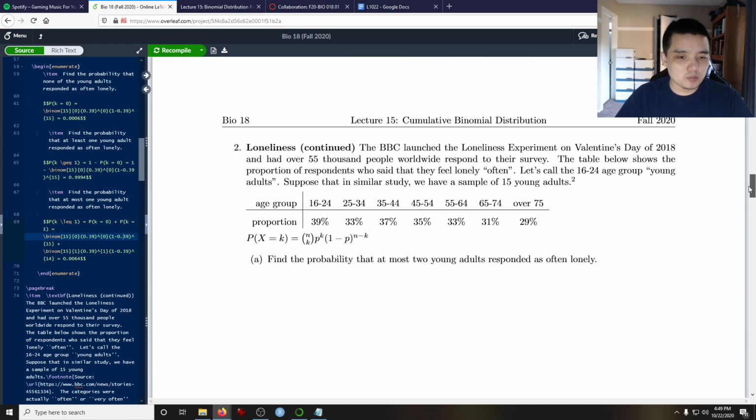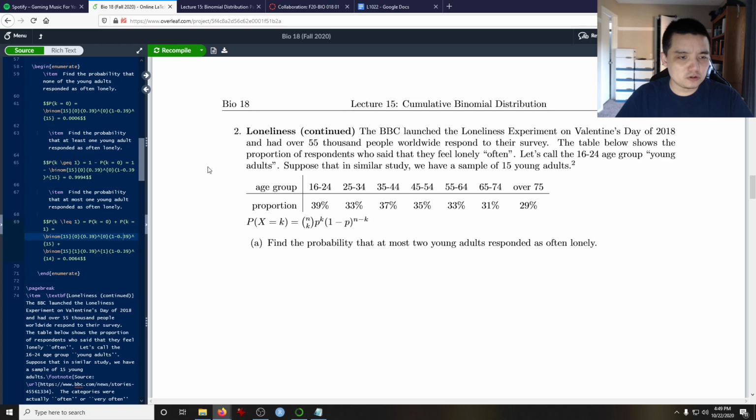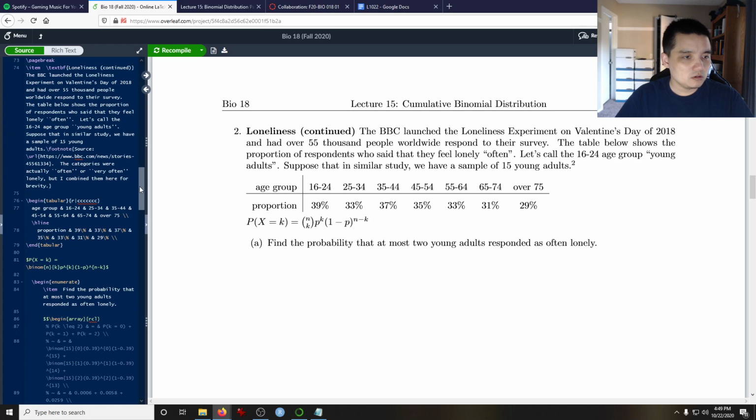There are a couple more variants I want to show you here. Same setup, the loneliness experiment study of 2018. 39% of young adults said that they are often lonely. And let's suppose that we have a sample of 15 of your peers. Find the probability that at most 2 young adults responded as often lonely.